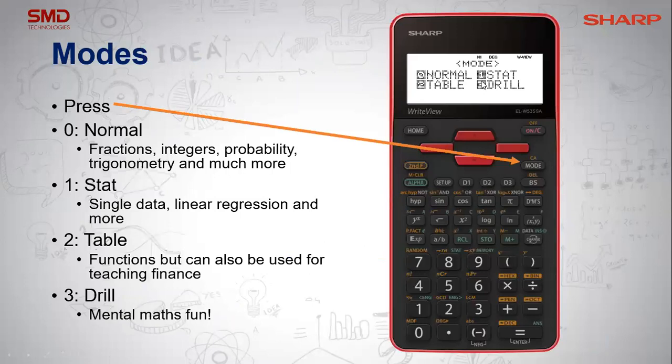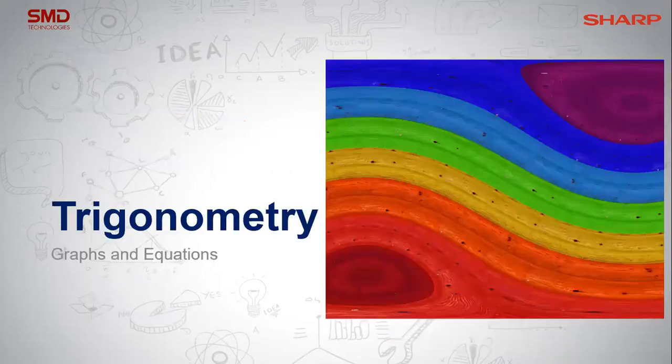All right. So this is the calculator that we're going to be using today, the Sharp ELW535SA. We're going to spend a lot of time in our normal mode and our table mode. We're not doing any statistics today. And then, of course, the drill function is just a really fun function for practicing your mental maths. Now, when you get your calculators, you can play around with drill and you'll see what I mean. All right, awesome. So let's jump straight into it.